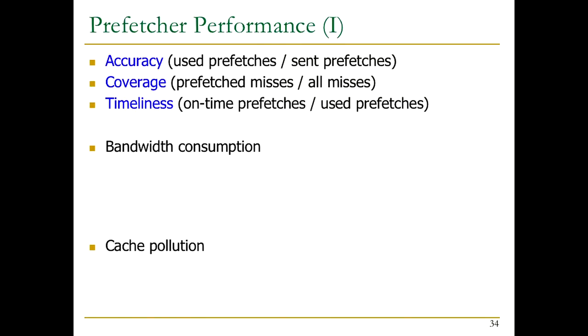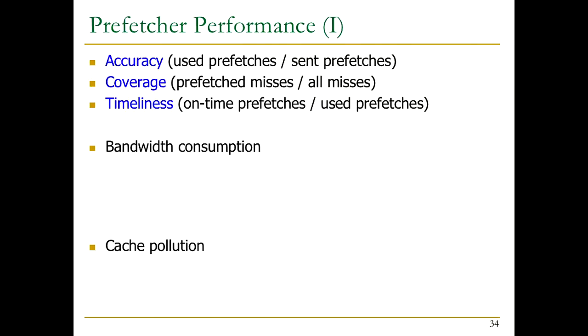As I said, there are many metrics for performance, and we've covered some of them. Accuracy: used prefetches divided by sent prefetches. Coverage: what fraction of all of the misses are prefetched. And timeliness: what fraction of the used prefetches are actually on time, with some definition of on time. Time is really a continuous metric, right? It's not a single yes or no. It's not a binary metric. So timeliness can be expressed as what fraction of the time you have covered, as opposed to a binary metric like this. Okay, so these are all important. As I said, it's difficult to achieve good in all of them for some definition of good.